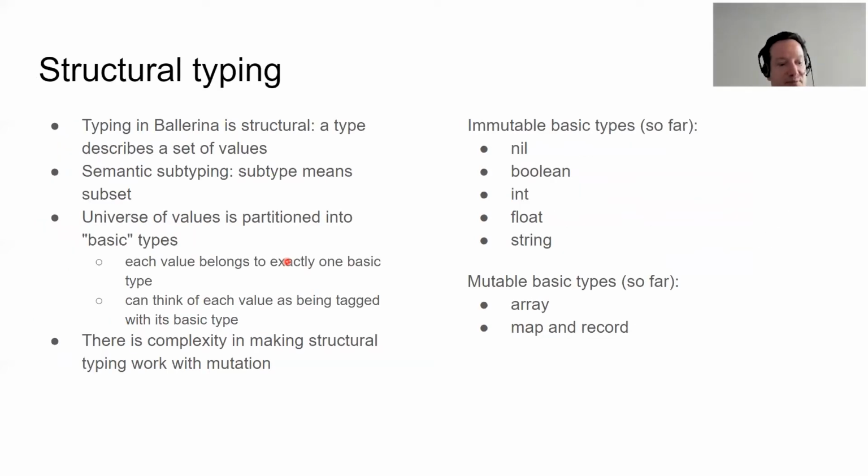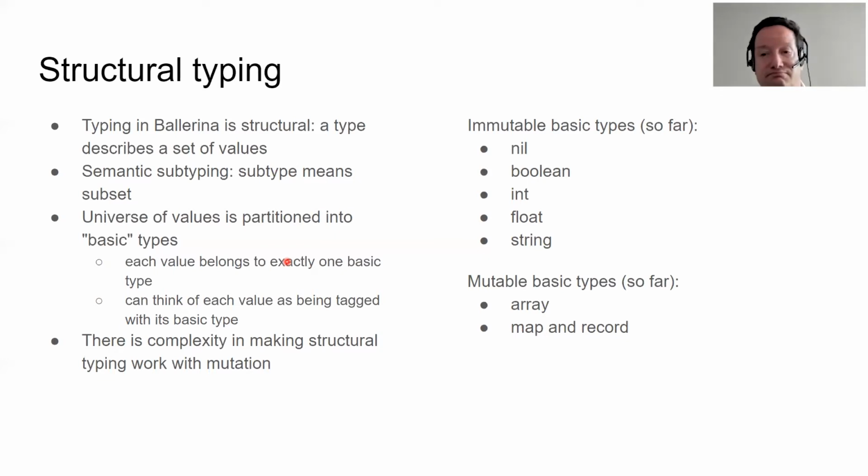So let me talk a little bit about typing in Ballerina. The kind of typing you have in Ballerina is called structural typing. So when you think of a type, what is a type? It's basically a set of values. And one type is a subtype of another type if the set of values allowed by one type is a subset of the set of values allowed by the other type.